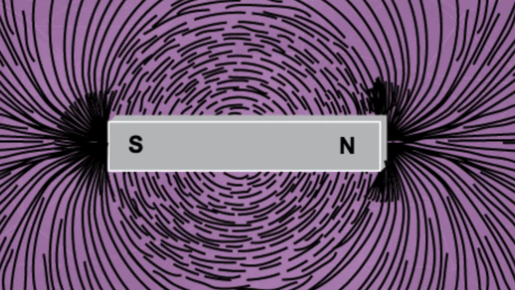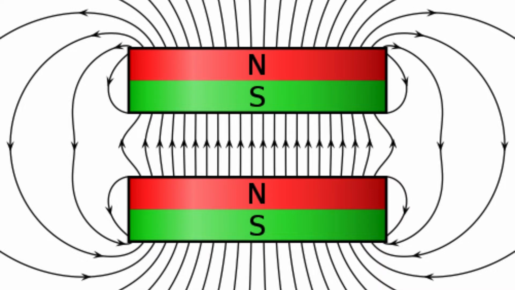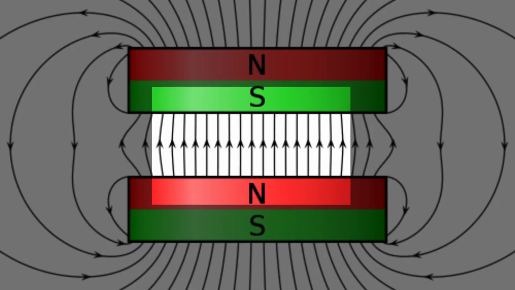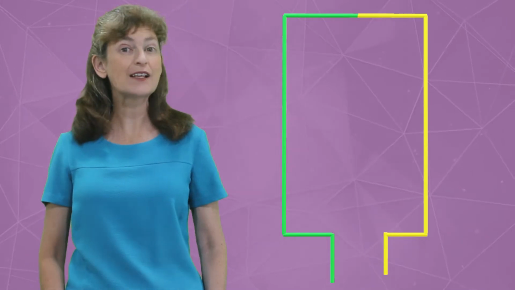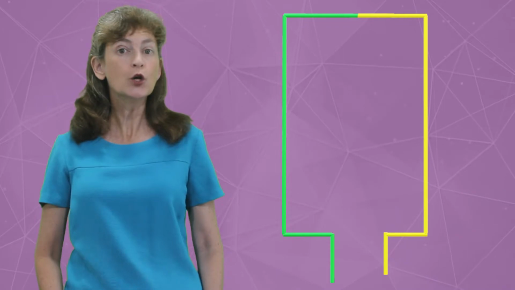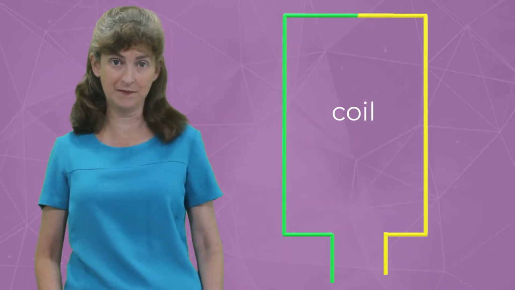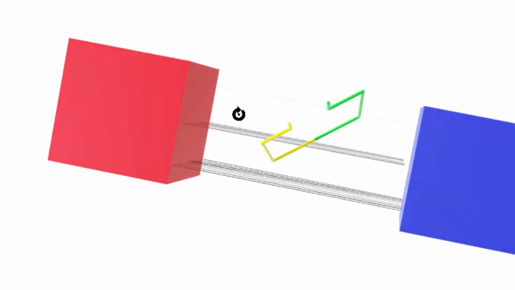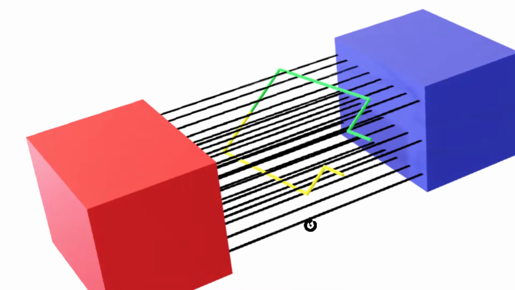We know that a magnet has an invisible magnetic field around it. Here we have two magnets with opposite poles facing one another so that their invisible magnetic field lines combine to be straight lines between the two magnets. Let's simplify the diagram like this. Here we have a piece of conducting wire bent into a rectangular shape, which we will call a coil. Now we place this coil into the magnetic field between the two magnets.